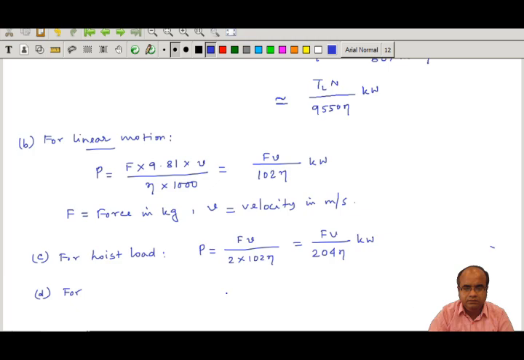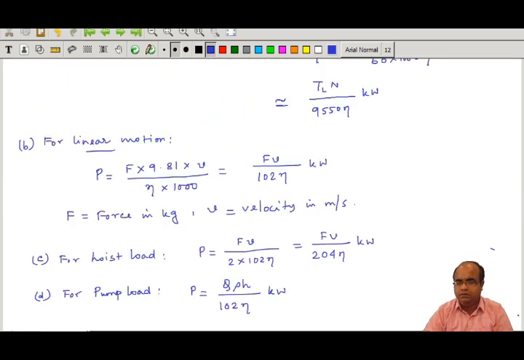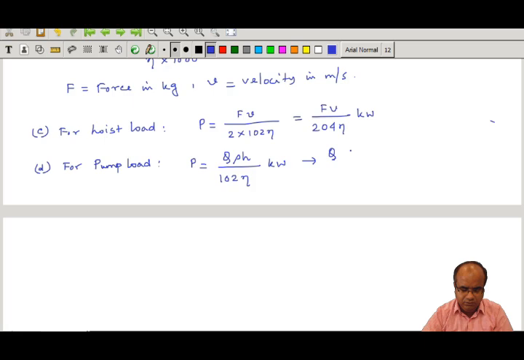D, for pump load. P becomes Q rho H divided by 102 eta in kilowatt, where Q is the discharge of the pump or delivery by the pump, in meter cube per second.